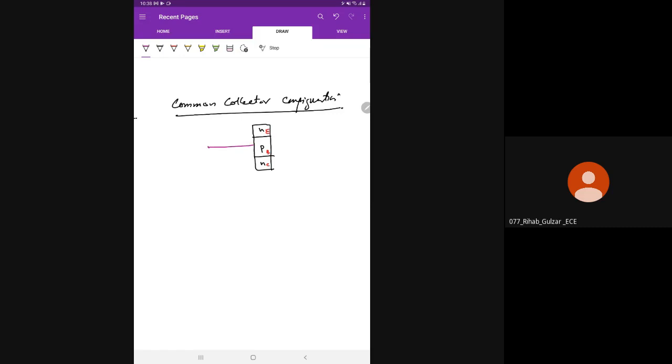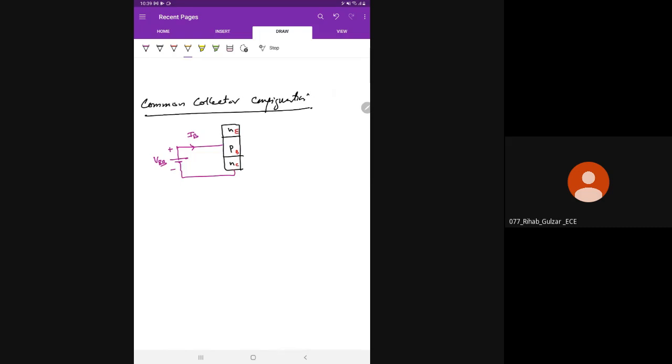And your input voltage will be between collector and base. So the current that will flow into the base, it is known as IB, base current. And voltage between B and C, it is known as VBB. Okay? It is the base voltage, what is applied at the base. And we know that input junction should be forward biased. That is why you have connected positive terminal to P and negative terminal to N. Okay? And you also know that output junction should be reverse biased.